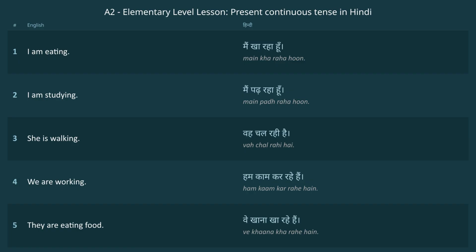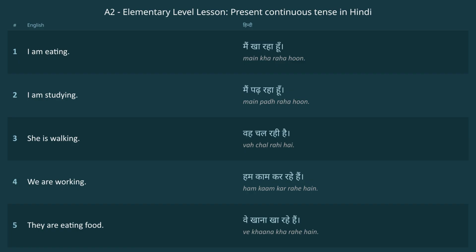Another one. Imagine a few friends eating lunch together. They are eating food. How do you say they are eating food in Hindi? वे खाना खा रहे हैं. In casual speech, people often say wo instead of ve. So you'll hear wo khana kha rahe hain very often. That sounds natural. Now let's build the pattern slowly so it sticks.